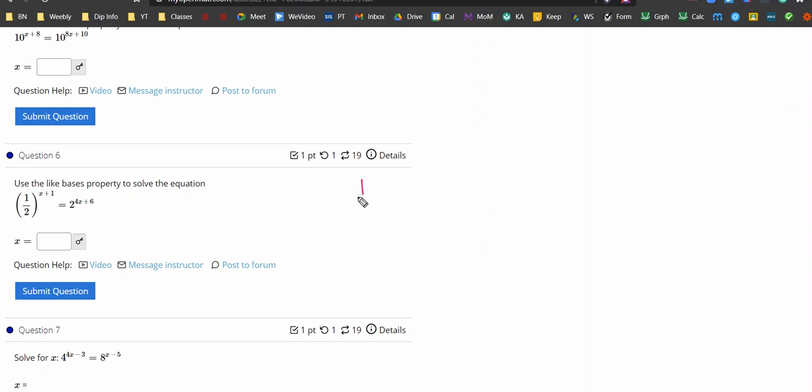So we've got 1 over 2 to the power of x plus 1, and that's equal to 2 to the power of 4x plus 6. All right, I've got a feeling it has something to do with a 2, and this is really similar to last time, isn't it? Let's rewrite this fraction, instead of 1 over 2, as 2 to the power of negative 1, and then be careful, because it's 2 to the power of negative 1 times x plus 1. So it's written like so.